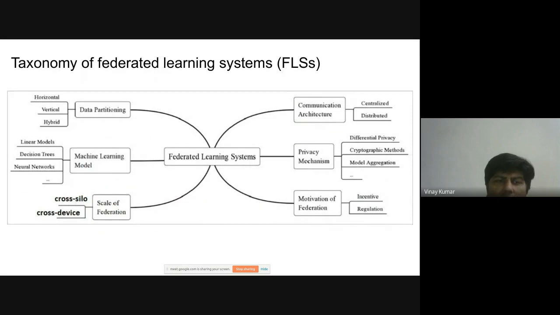So we have moved to the taxonomy of federated learning systems. The first one is data partitioning. Based on how data are distributed over the sample and feature spaces, FLs can typically be categorized into horizontal, vertical, and hybrid FLs. In horizontal FL, the datasets of different parties have the same feature space, but little intersection on the sample space.